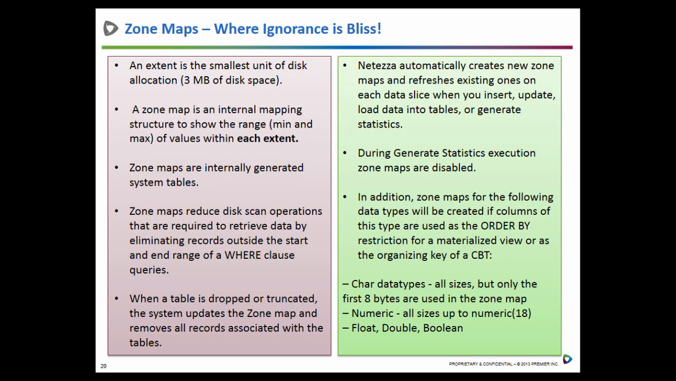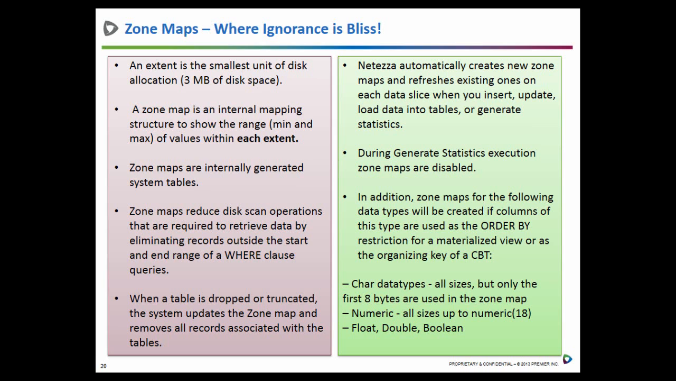Zone maps are typically used at an FPGA level, and they're used there for your data restriction. So you don't want to scan a lot of data. Data warehouses are notorious for table scans, and zone maps are used basically for not scanning data that is not required. And the title of my slide says zone maps where ignorance is bliss.